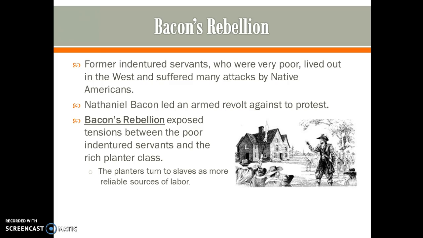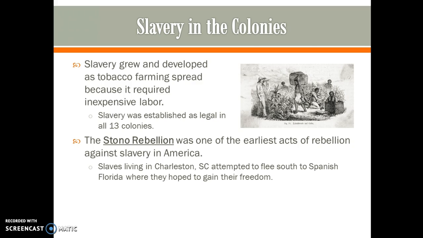Nathaniel Bacon led an armed revolt to protest the treatment of indentured servants, mainly the attacks by Native Americans. Bacon's Rebellion ends up exposing the tensions that had occurred between the rich and the poor. The planters had turned to slaves as more reliable sources of labor and had kind of forgotten about indentured servants and the needs of those people out in the West. As slavery grows, so does tobacco farming, and eventually that will lead into cotton. Slavery is mainly established at first for tobacco because it required inexpensive labor. Slavery is legal in all of the 13 colonies at the beginning of the Revolution.